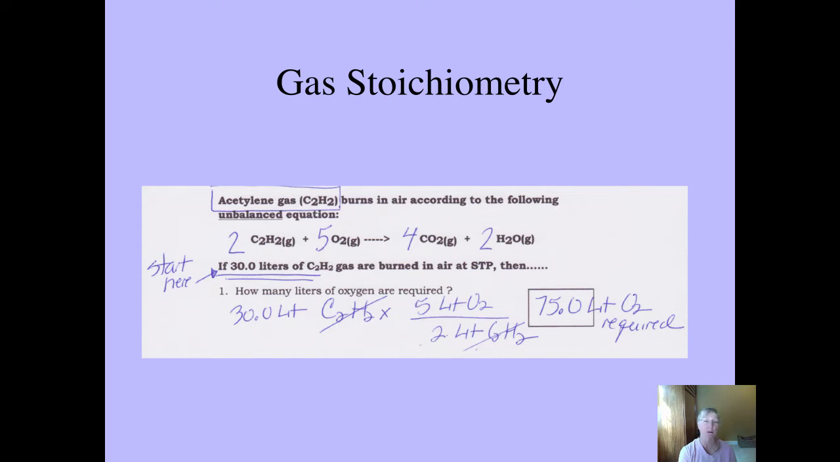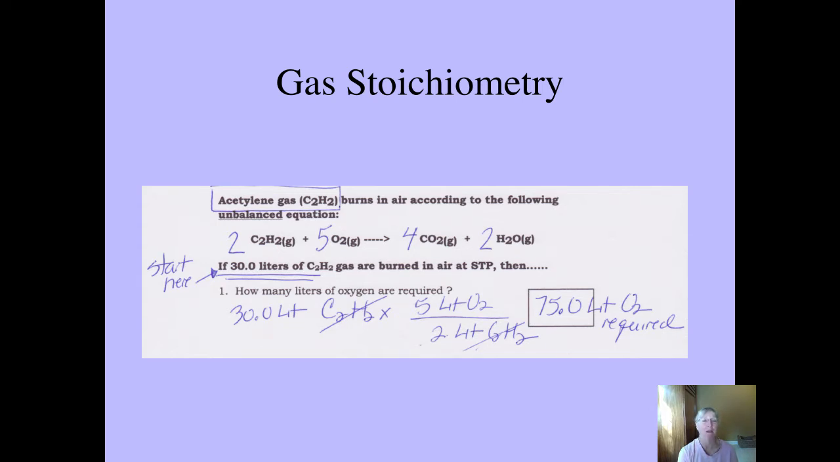Now here's the really cool thing. If you look carefully at the problem, you'll see that all of them are gases. And you'll also see that we're at STP, standard temperature and pressure. So there's something pretty cool about gases. You can now substitute any unit of volume that you wish instead of the word mole to represent the relationships on a volume basis. So 2 liters of acetylene and 5 liters of oxygen produce 4 liters of CO2 and 2 liters of water.